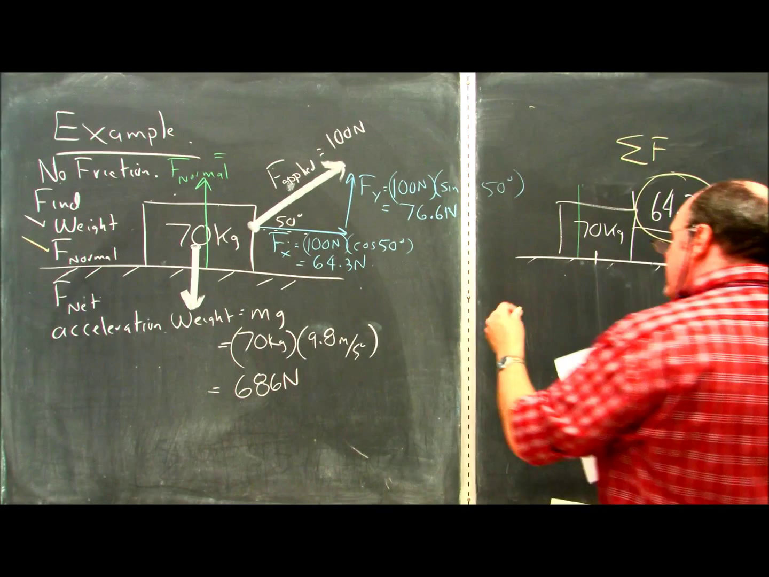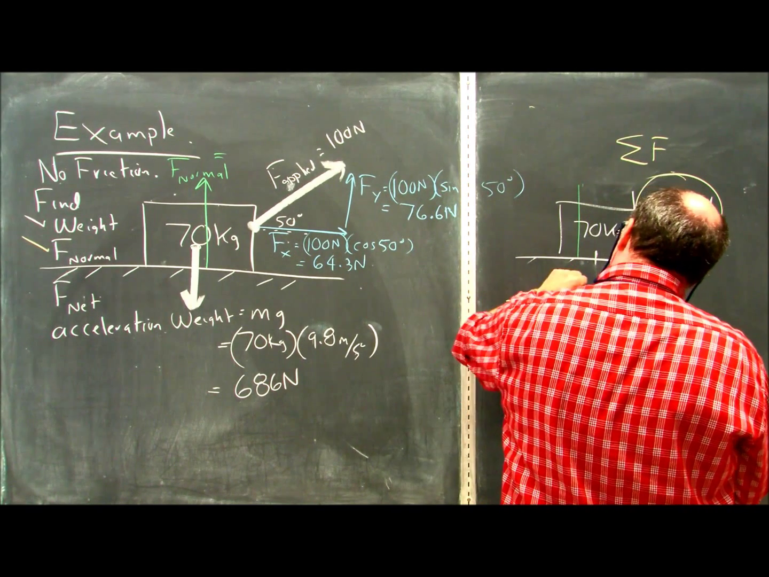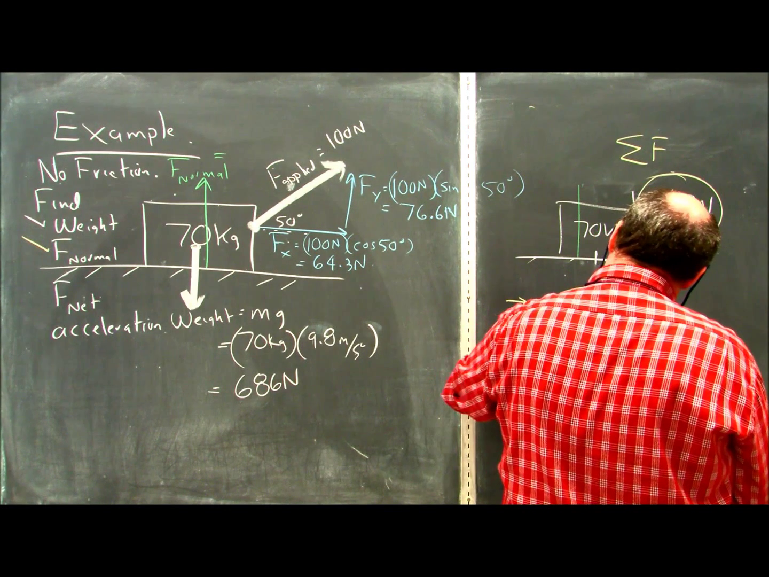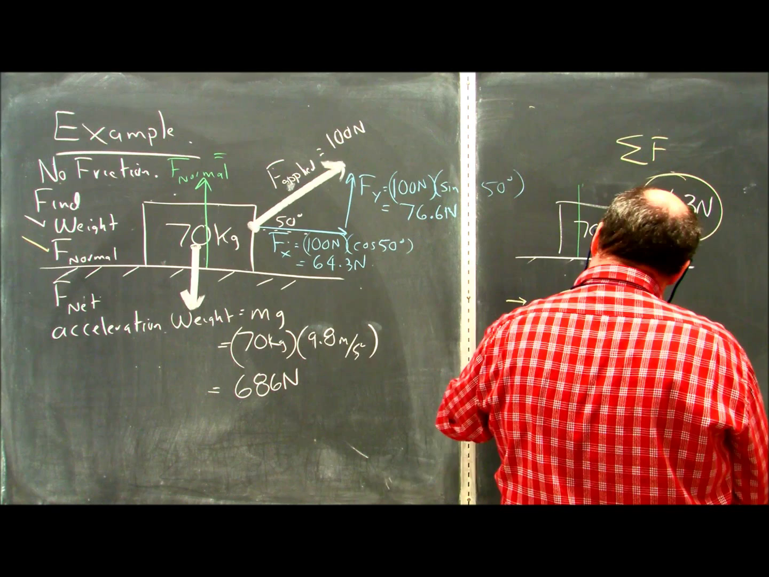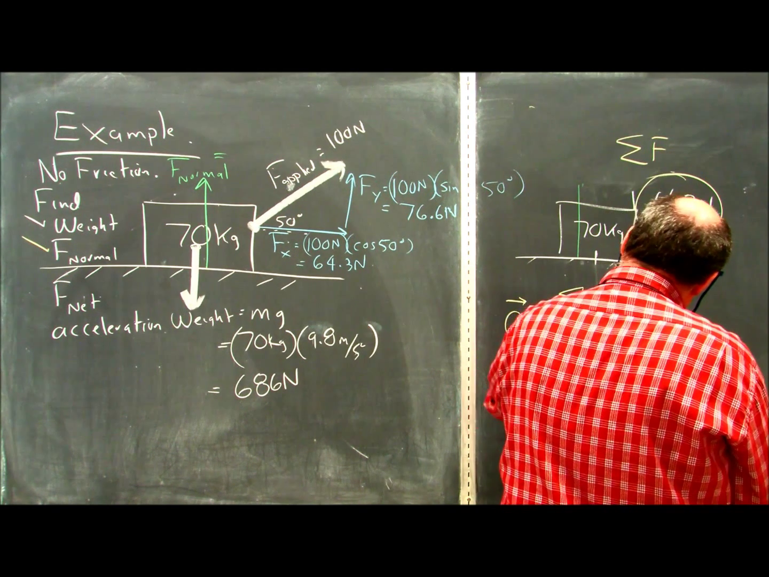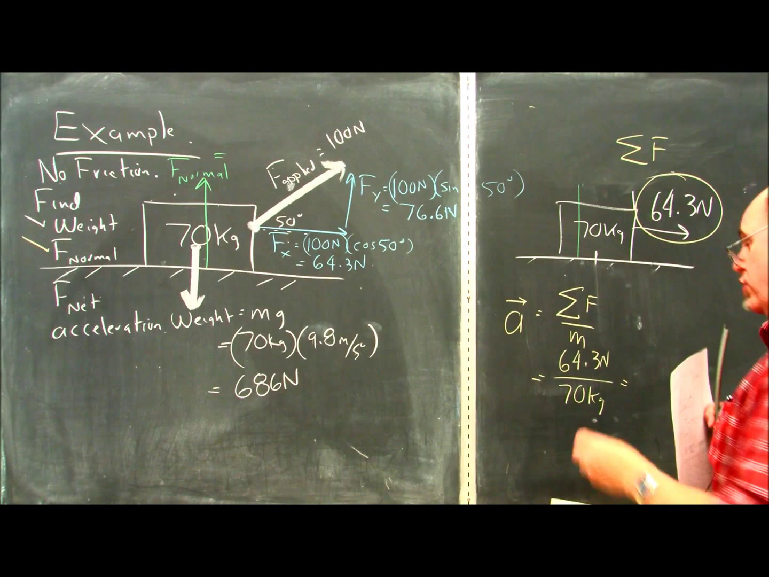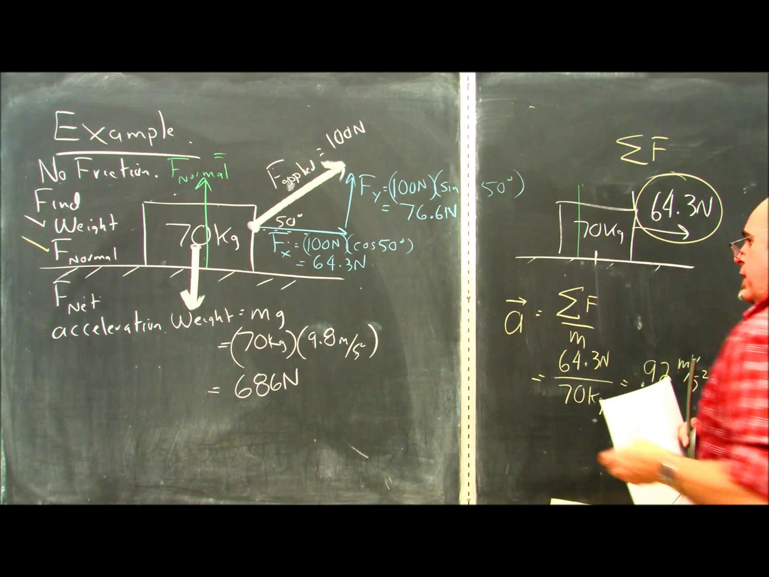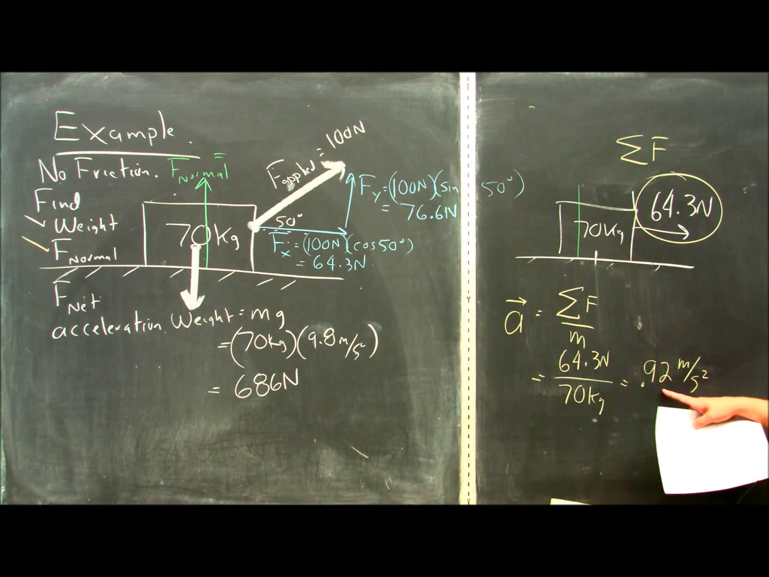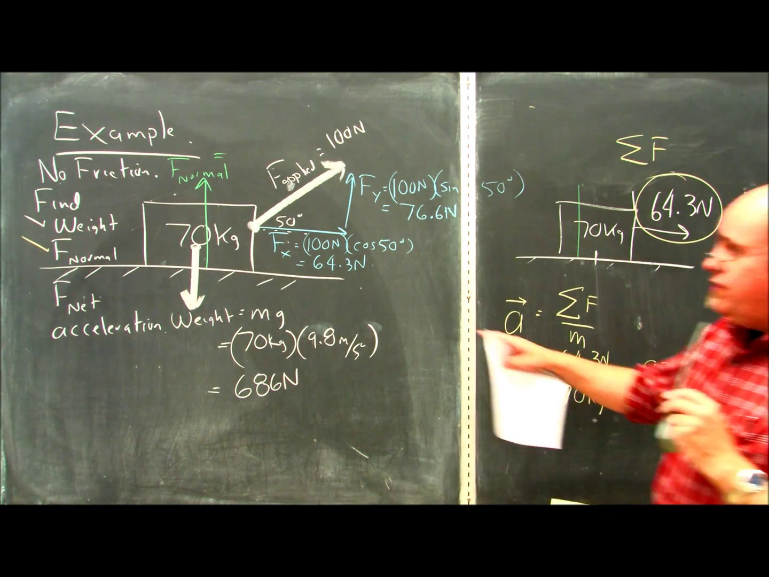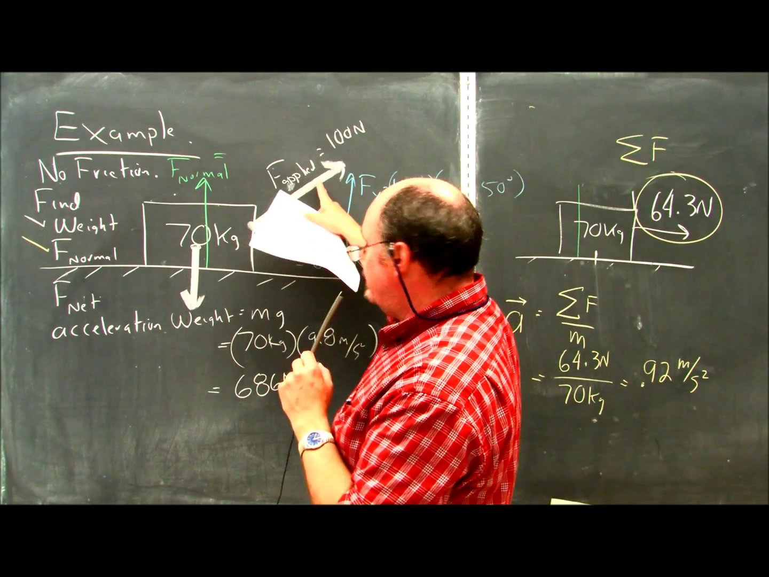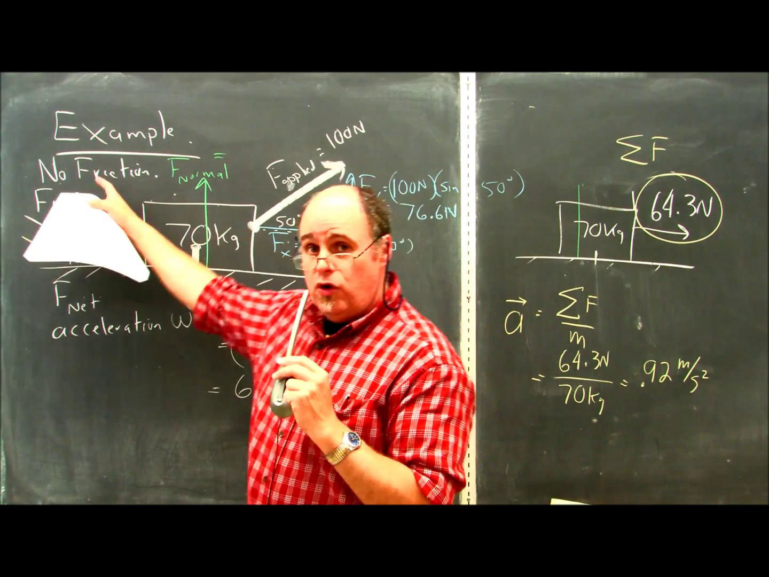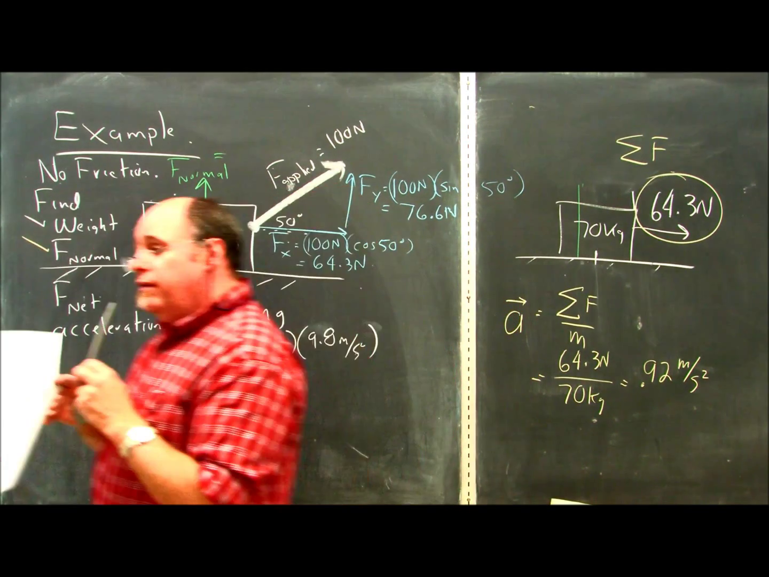Okay. How would I get the acceleration? The acceleration is going to equal the sum of all the forces over m. So it's going to equal 64.3 newtons over m, which is 70 kilograms, which is equal to 0.92. So the acceleration is equal to 0.92, and if someone grabbed this box and tried to pull it with an applied force on a string of 100 newtons at this angle, and we're saying there's no friction in this particular case, then all of these things have been found.